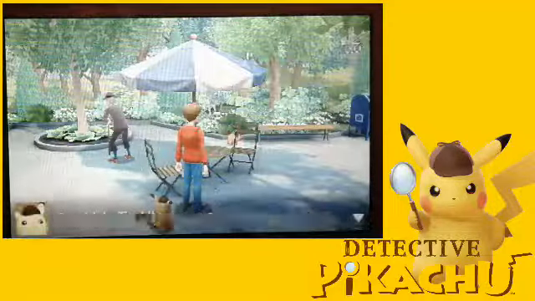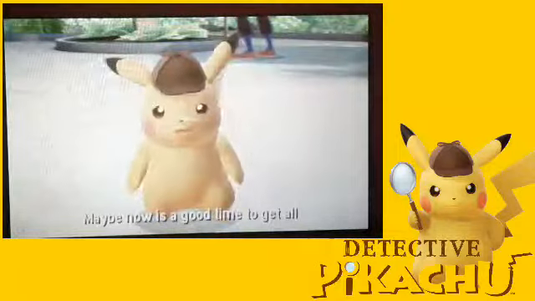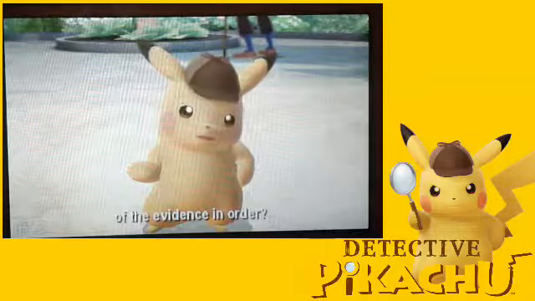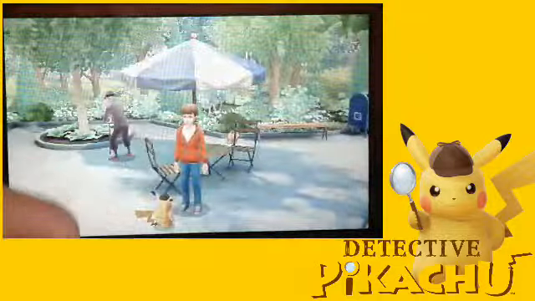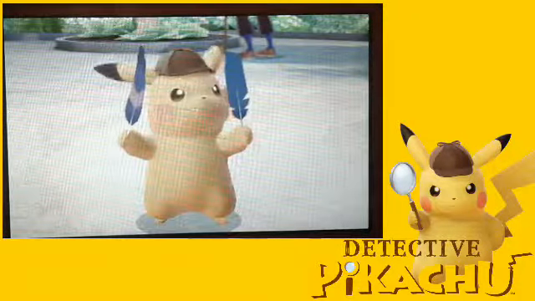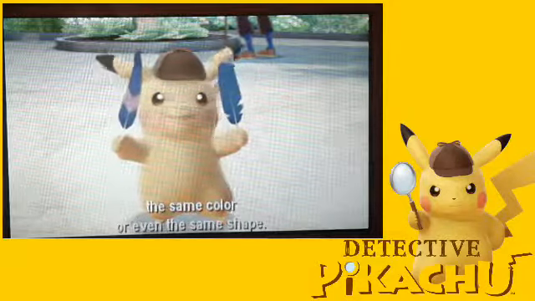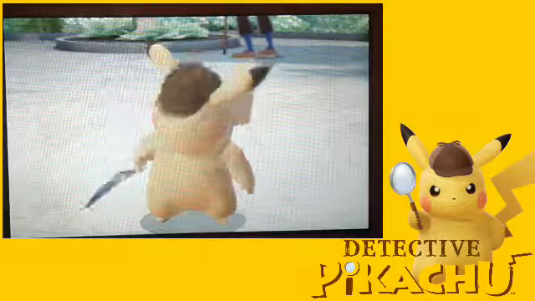What? A Taylor feather. Oh, snap. Unfortunately, Talos's feather isn't the same color or even the same shape.